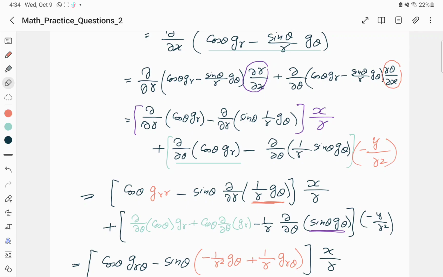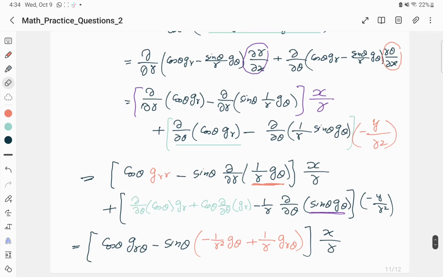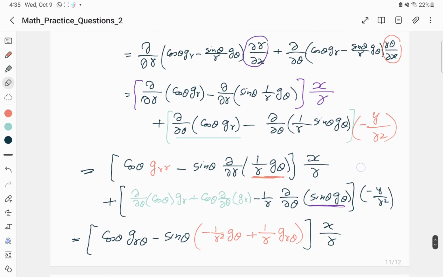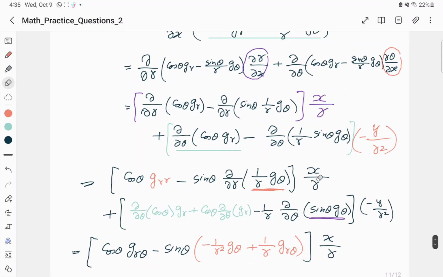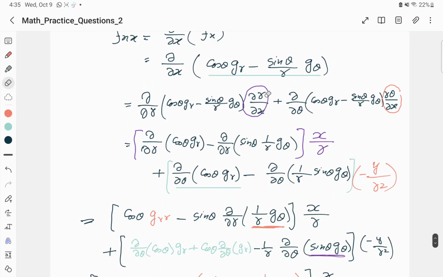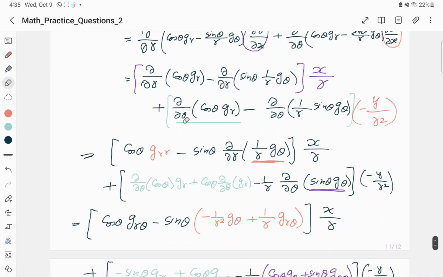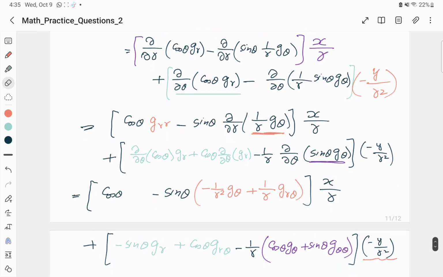But now I will quickly revise if I have made any other mistake. This is negative sin theta outside, partial by partial r 1 over r g_theta, for which we apply the product rule, x over r in the place of that partial r over partial x. And in the second expression, here we have to apply the product rule, negative 1 over r is a constant with respect to theta, and the derivative with respect to theta will be applied on sin theta g_theta. So I'm just quickly revising that. Okay, so this will be that same g_rr.